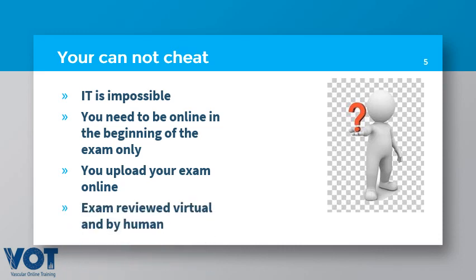And this exam will be reviewed both virtually and by humans. There is a program that detects cheating if your eyes are looking somewhere else, or your face is directed somewhere else, or your hands are not on the keyboard, and it will also be reviewed by humans. So there is a double protection system for reviewing the exam.